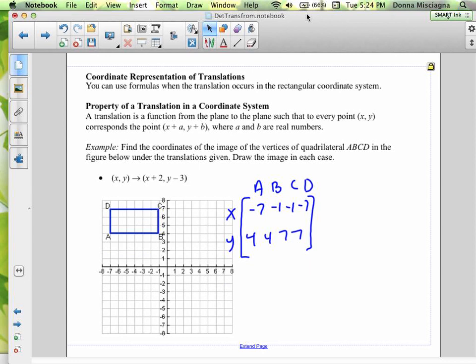So a property of a translation in a coordinate system. A translation is a function from the plane to the plane, so it keeps it in the coordinate plane, such that every point x, y corresponds to point x plus a, y plus b, where a and b are real numbers. In other words, we're going to take every point on our figure, on our pre-image, and move it the exact same distance horizontally and vertically.